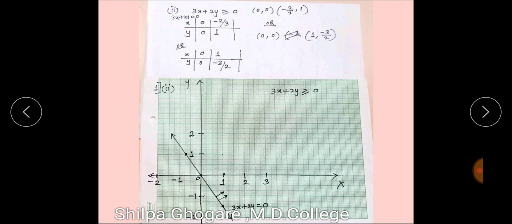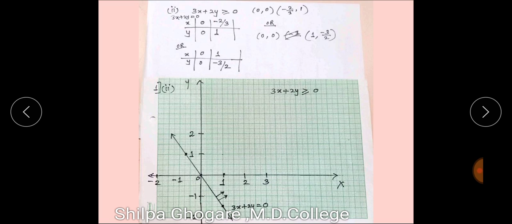Second problem is having the inequality 3x plus 2y greater than or equal to 0. So if you consider the equation out of it, 3x plus 2y is equal to 0. Now the first point which you get is 0, 0, that means it is the origin. Now to get the second point, you can substitute any other value for x or y. Suppose I put y is equal to 1, I get x is equal to minus 2 by 3. Or if I put x is equal to 1, I get y is equal to minus 3 by 2. And therefore either of the pair can be plotted and you get the line passing through the origin.